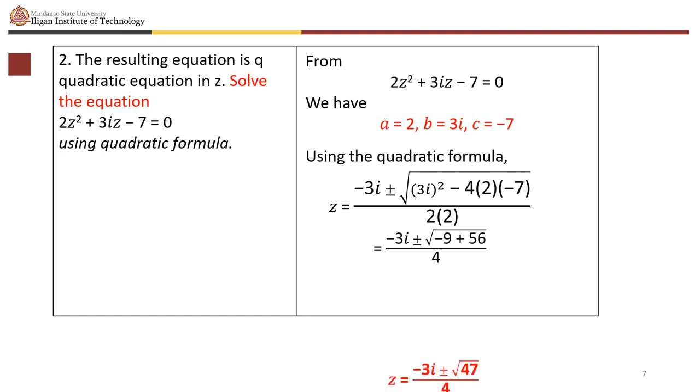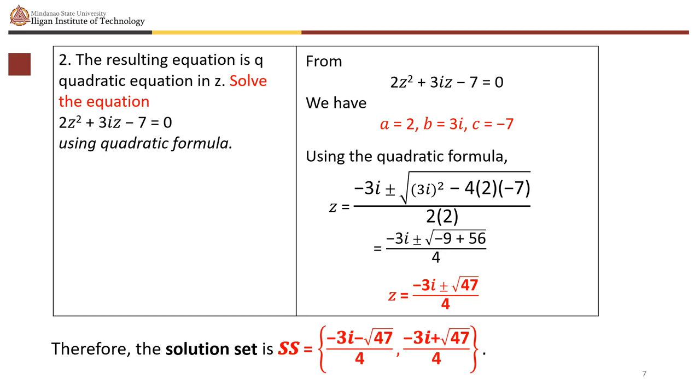Meaning to say, we have z equals negative 3i plus or minus square root of 47 all over 4. So that our solution set is now minus 3i minus square root of 47 over 4 and minus 3i plus square root of 47 over 4.